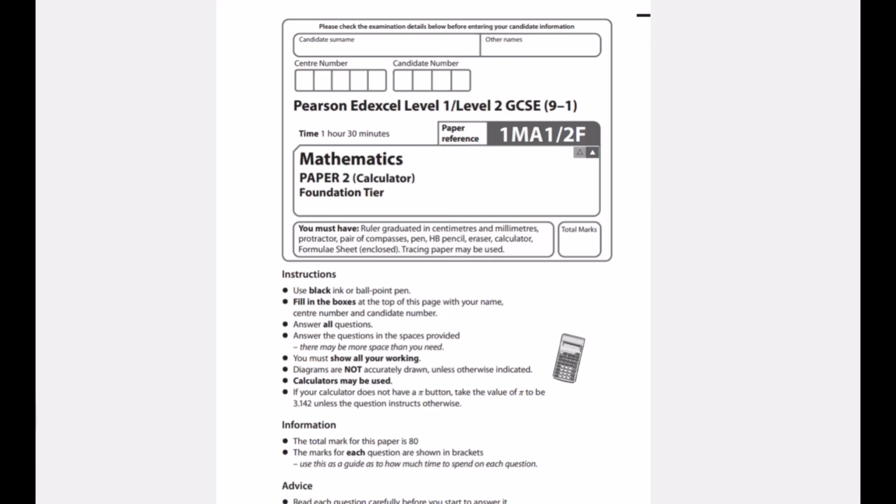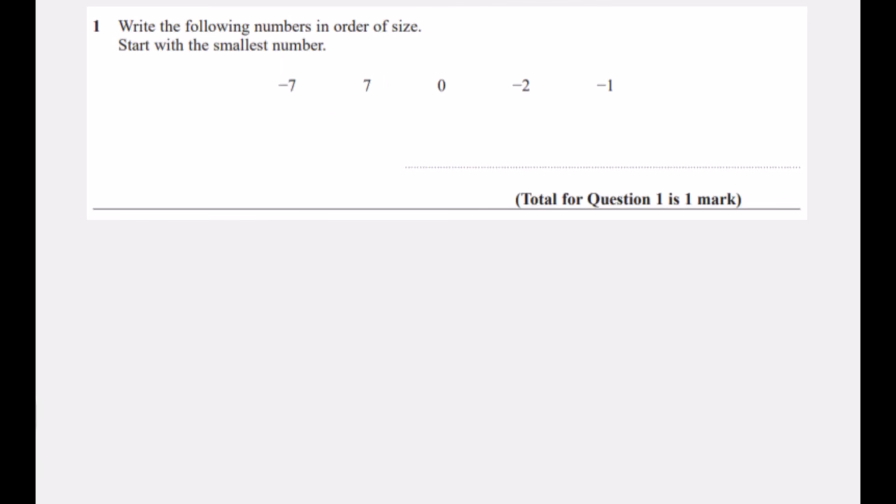This is the Edexcel Foundation Tier, Paper 2, from November 2022. Question 1 says, write the following numbers in order of size. Start with the smallest number. So the smallest number is the biggest negative, which is going to be -7. Then we've got -2 and -1. Then we've got the 0. And the biggest number is the +7.